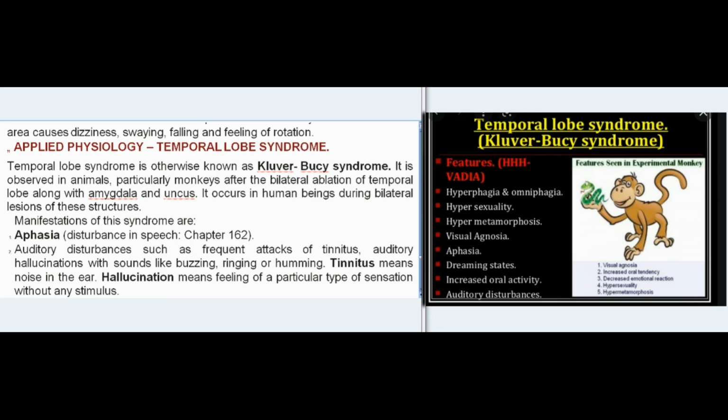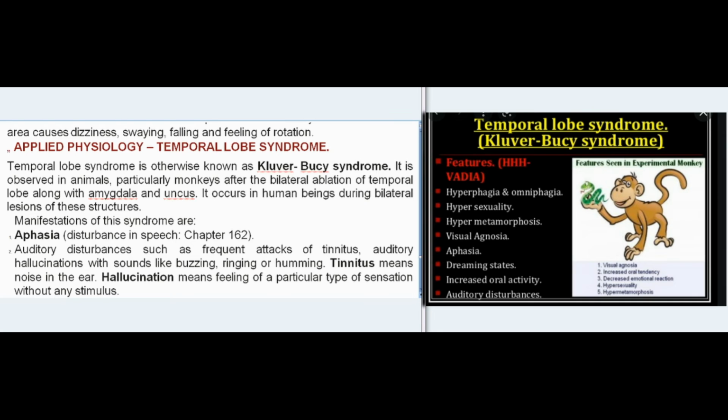Applied physiology, temporal lobe syndrome. Temporal lobe syndrome is otherwise known as Kluver-Bucy syndrome. It is observed in animals, particularly monkeys, after the bilateral ablation of temporal lobe along with amygdala and uncus. It occurs in human beings during bilateral lesions of these structures. Manifestations of this syndrome are aphasia, disturbance in speech.